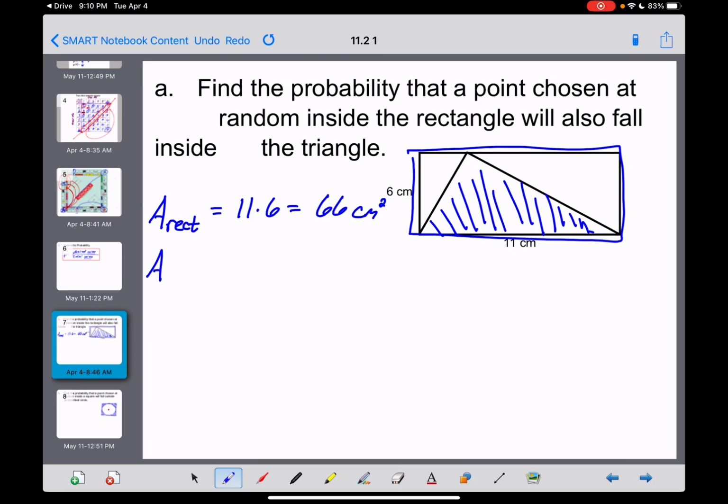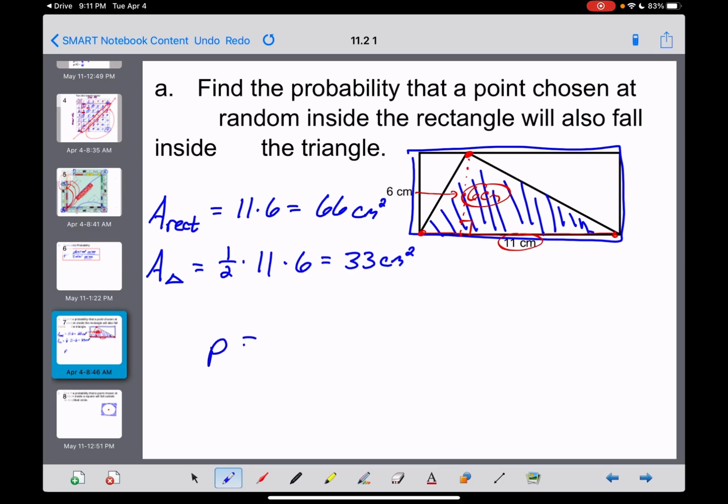Then we would want to know the area of the shaded triangle. Now that formula is 1/2 times its base times its height, and the base of that triangle is the same as the base of the rectangle, which is 11. The height of that triangle goes from the peak perpendicular down here to the bottom, and that's going to be the same 6 centimeters here, guys, that we had for the height of the rectangle. So 1/2 times 11 times 6, that is going to be 33 square centimeters.